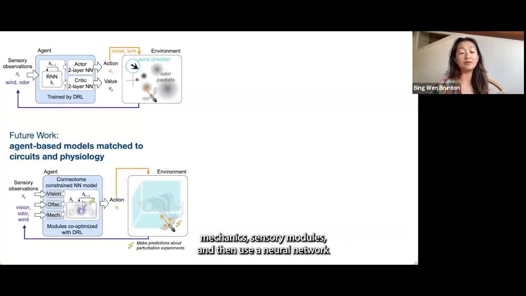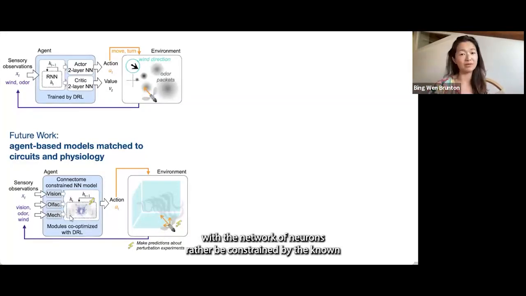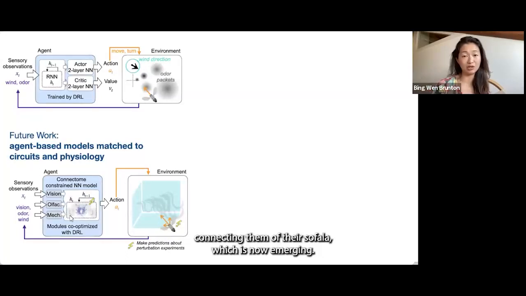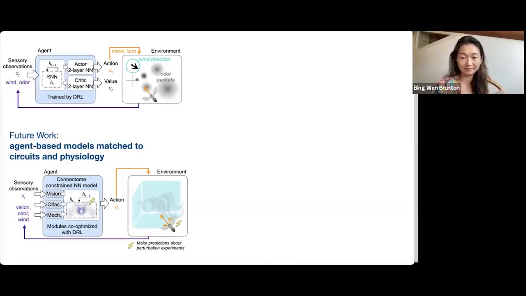and then use a neural network that is not just a plain vanilla neural network, it might as well be a liquid state machine, but to actually have the network of neurons be constrained by the known connectome of the Drosophila, which is now emerging. And so this is a big iterative process, right? And the whole thing is, I don't know, we're going to head in this direction. Some combination of us will build pieces of this and then put it together.